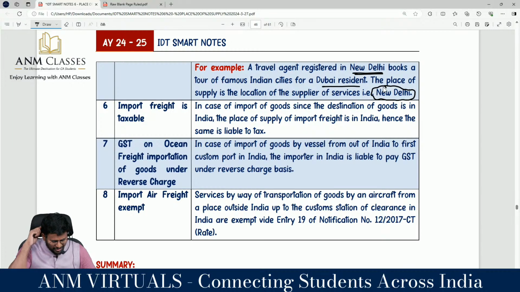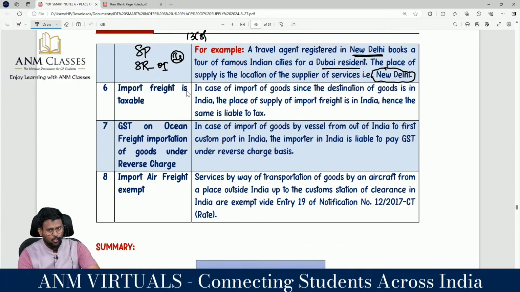So the travel agent is acting as an intermediary situated in New Delhi, correct? He is booking tour services for a Dubai resident in India. So the service provider is situated in India and the service recipient is situated outside India, and the service is an intermediary service. Then the provisions of section 13 subsection 8 apply: the location of the supplier of the service is the place of supply, and New Delhi is the place of supply. Fantastic.